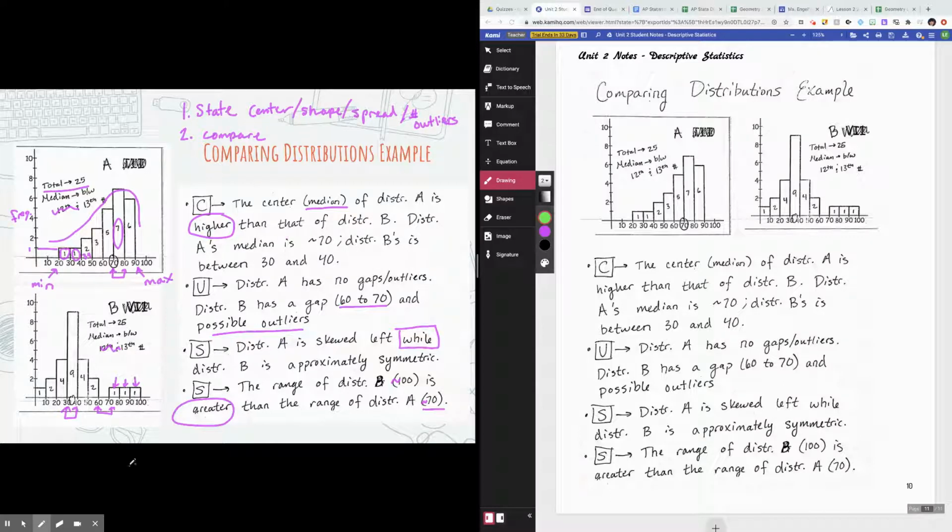So give me just a sec, y'all. I have to clear my screen off and move the notes on the right hand side. So I will see you back here in just a moment to talk about mean versus median.